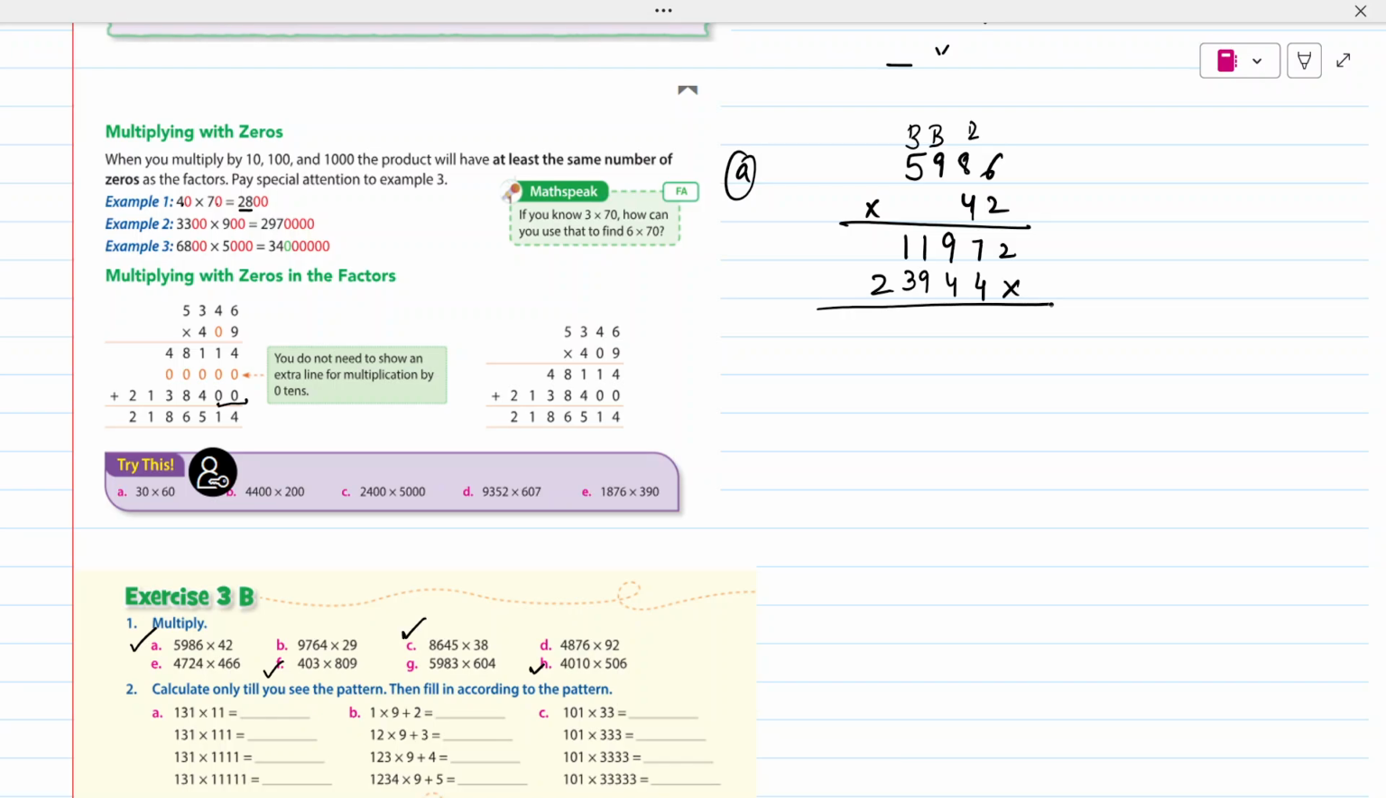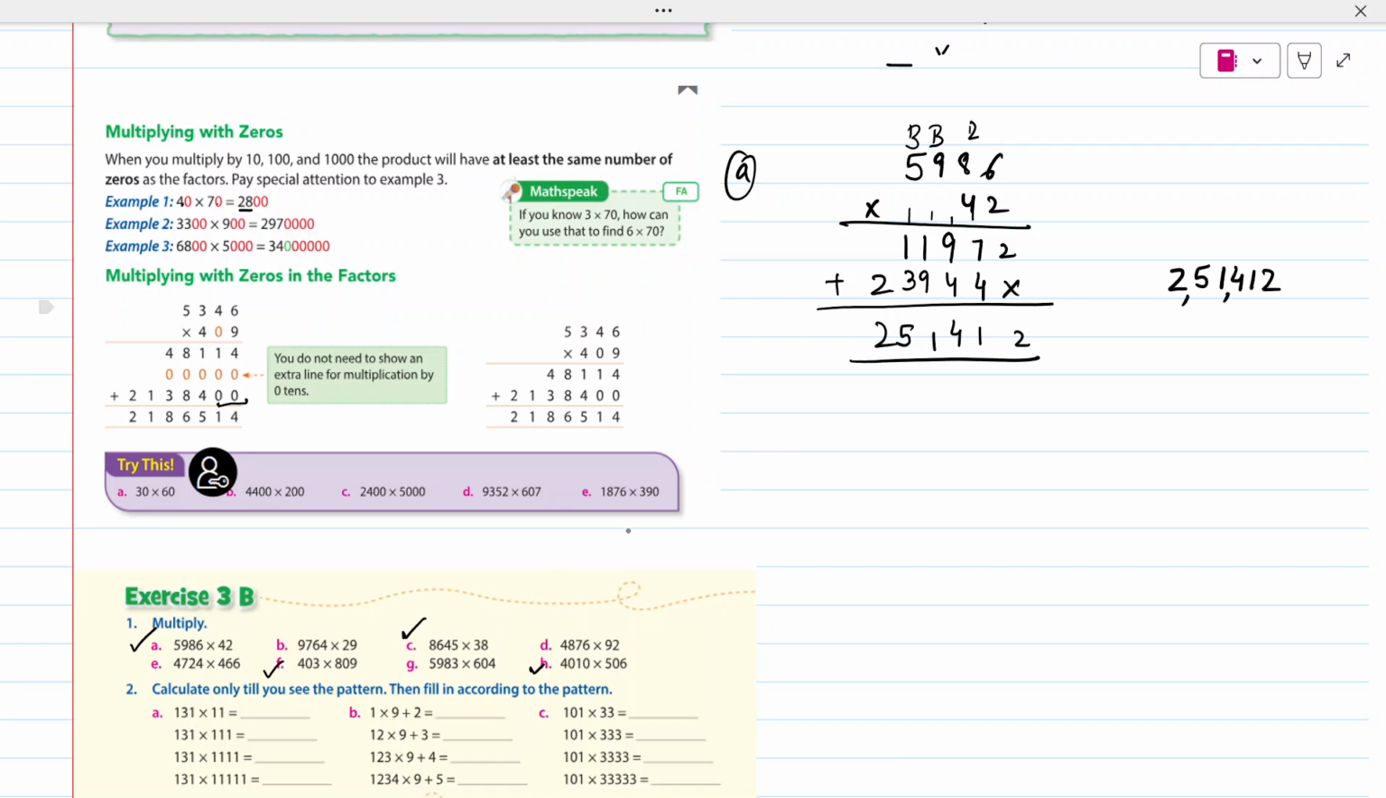And now we have products from both the numbers. Simply add them. 2, 7 plus 4 is 11. 9 plus 1, 10 plus 4 is 14. 9, 10, 11. 3, 4, 5 and 2. So this is our product. Our product is 2, 5, 1, 4, 1, 2. Okay. This is the product.